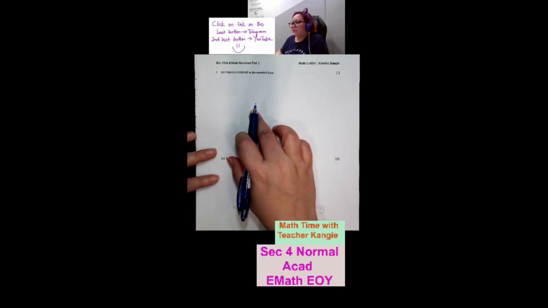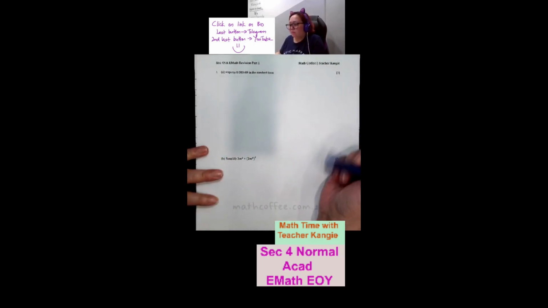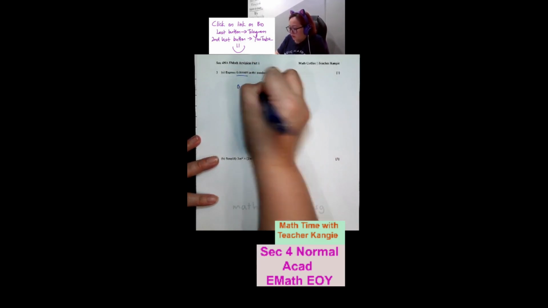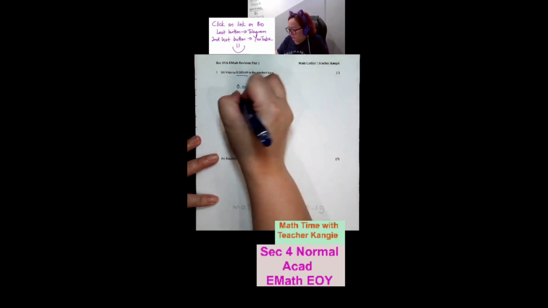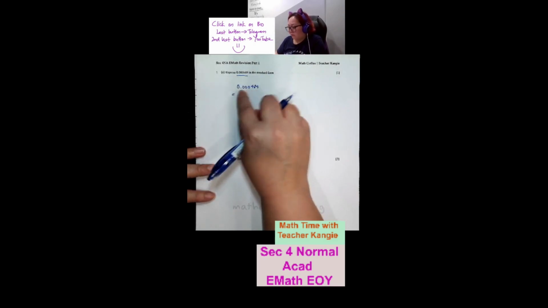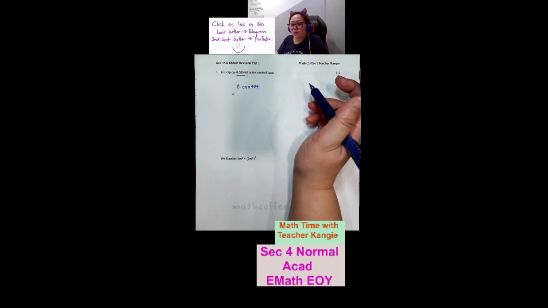So this one, the very first one, very easy. It's just standard form. 0.000489, we're going to change it to standard form. You need to know that standard form must be more than 1 and less than 10.